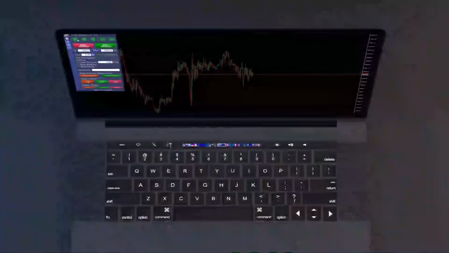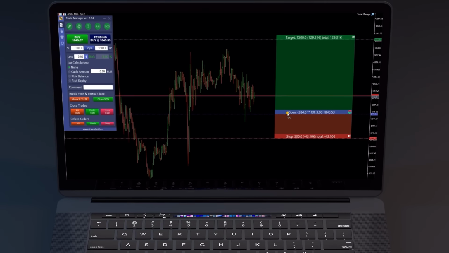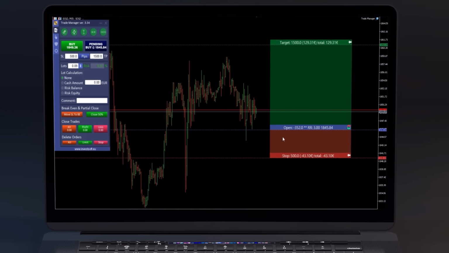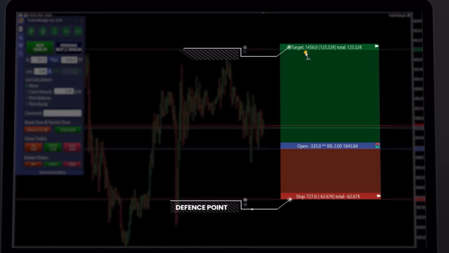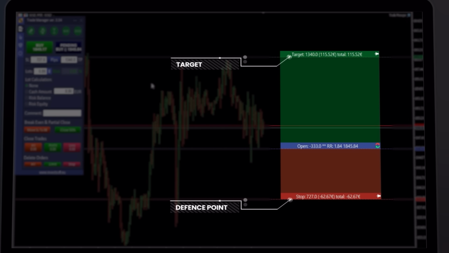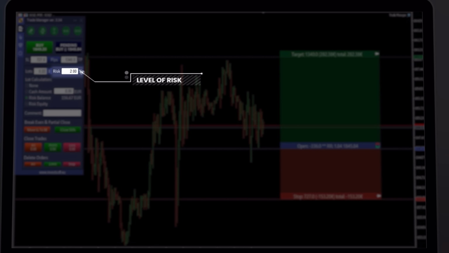Imagine that you have a tool that does all this automatically. You open a chart, make a market analysis, and mark with horizontal lines the entry point, defense point or stop loss, and target or take profit. And at the end, you define the level of risk, for example, as a percentage of available capital that you are able to bear in this transaction.